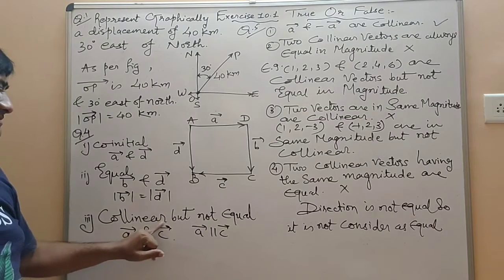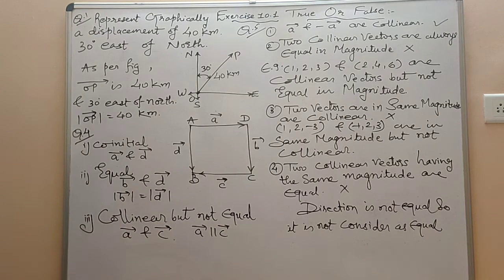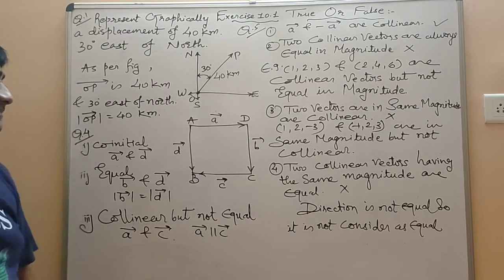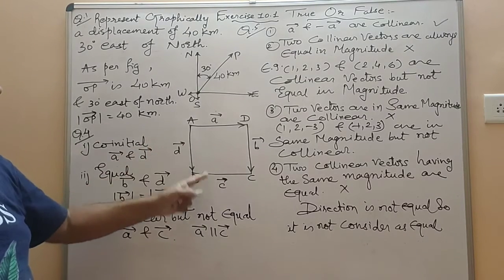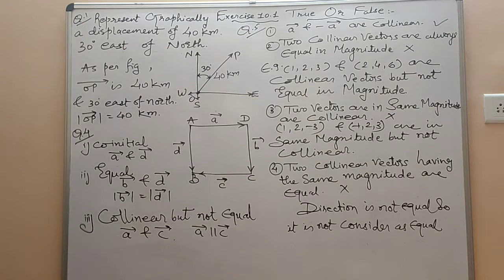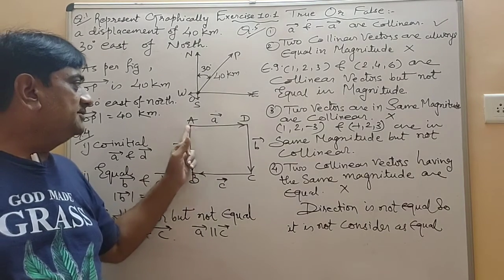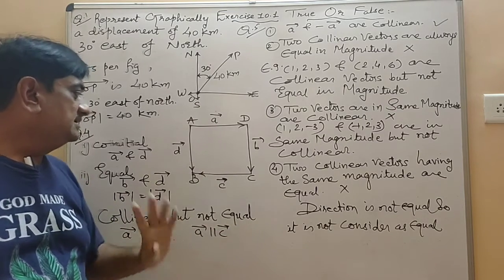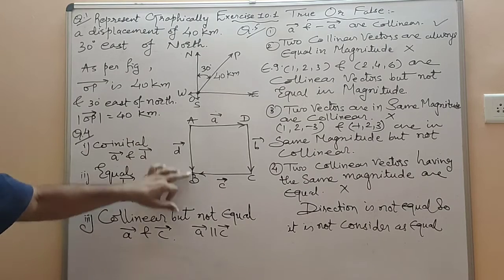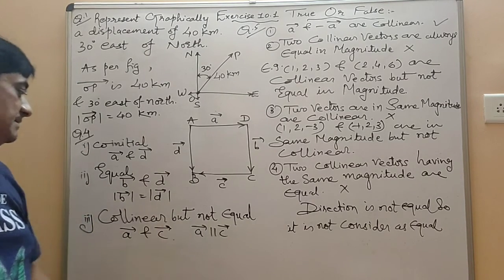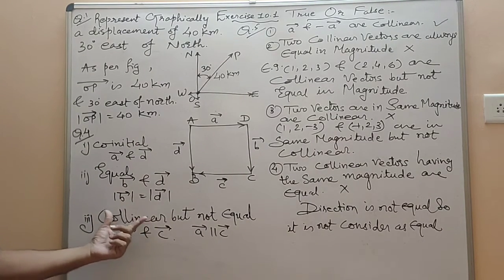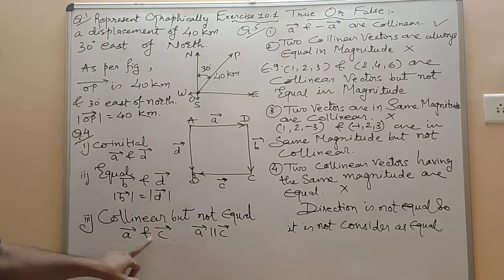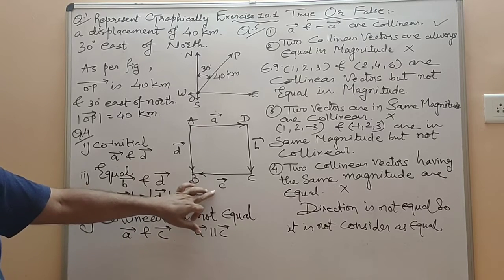Now collinear vectors but not equal. A and C vector are called collinear vectors, like railway line. A vector is A to D vector, and C vector is C to B vector. So A and C are parallel to each other, meaning both the vectors are collinear vectors but not equal. A and C are not equal vectors because of direction.